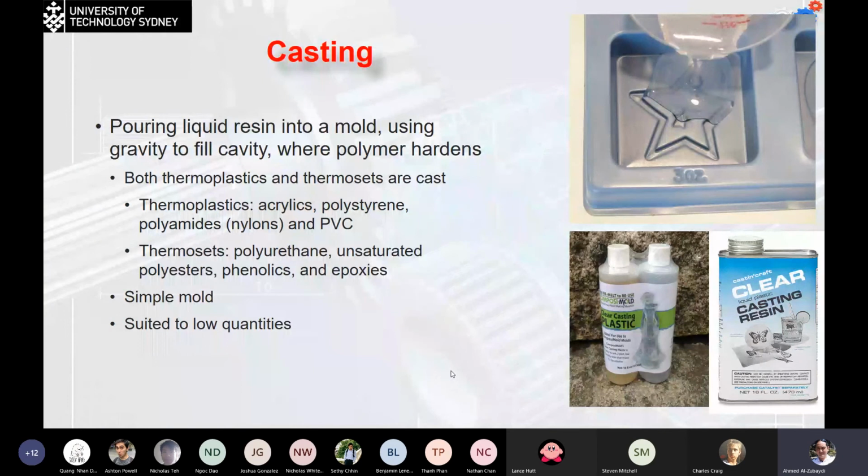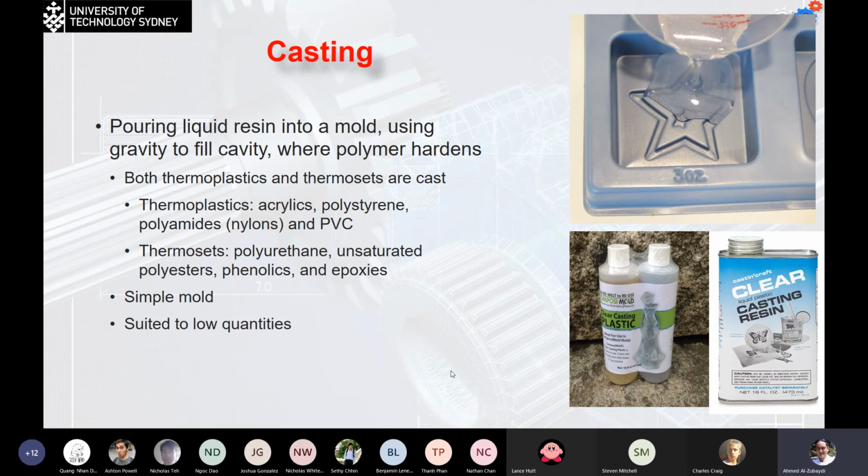Maybe this process is very rare to be used, but actually it is in use. Most of the models you can get from some tourist places, which have parts inside, were actually made by casting of plastic. So simply, we pour liquid resin into the mold, using gravity to fill the mold cavity, and it gets hardened with time.